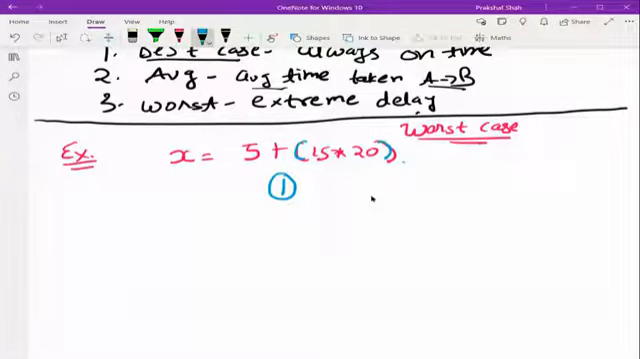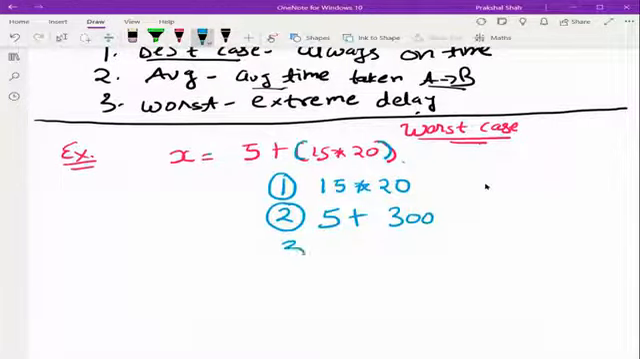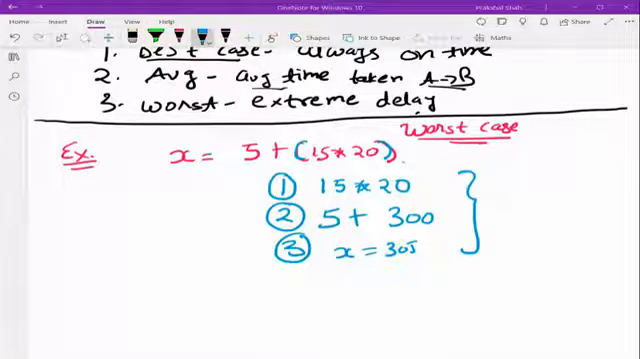So I was telling about the brackets: every time I write a bracket, it will be evaluated first. What will be my first step if I'm executing this statement? Obviously I'll evaluate 15 into 20, which gives 300. Then I will do the addition operation with that. The third operation is the assignment operation: the answer will be assigned to x. These are my three steps.